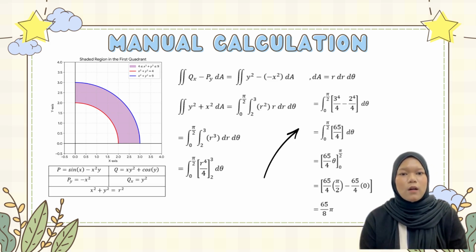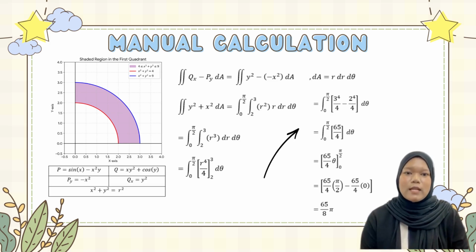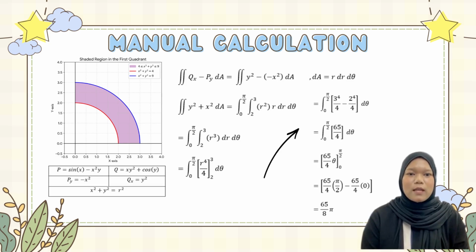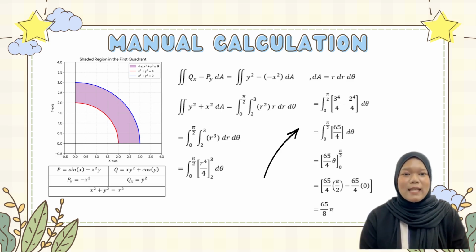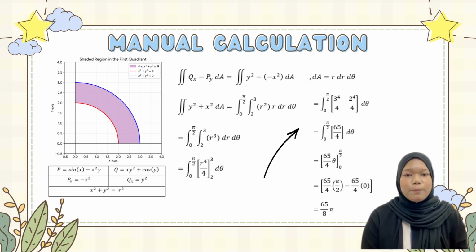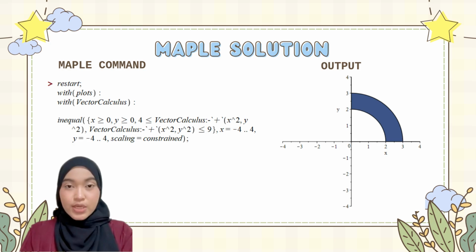Evaluating for this 2 to 3 gives 3 to the power of 4 over 4 minus 2 to the power of 4 over 4, simplifying to 65 over 4. Finally, integrating this constant with respect to theta from 0 to pi over 2 yields a final answer of 65 pi over 8. Now, let's move on to the Maple solution of question 1.